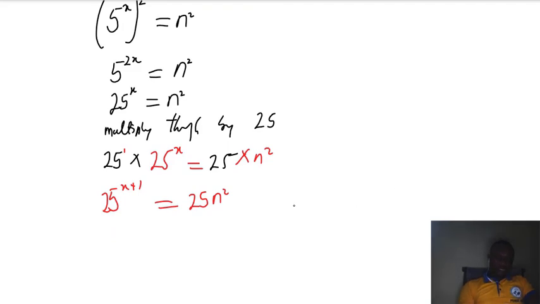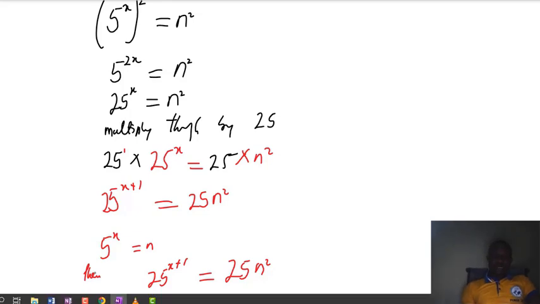So in short, when 5 exponent x is equal to n, then 25 exponent x plus 1 will also be equal to 25 n squared. And that is the meaning of the question. When they give it to you, you express it in terms of what has been given to you, then you write it in that format. Bye, student.